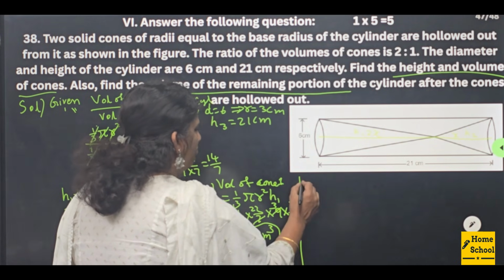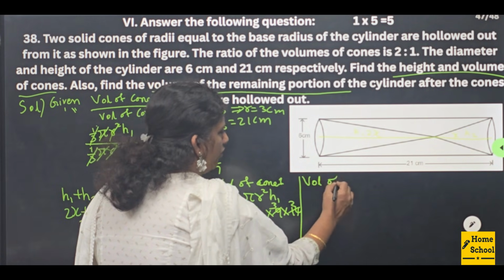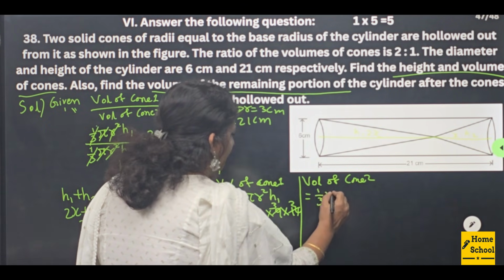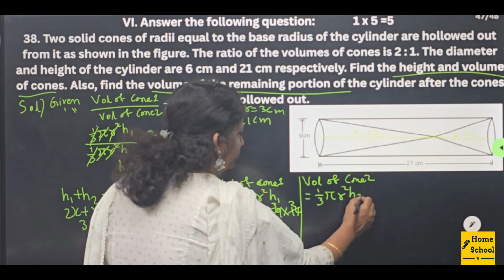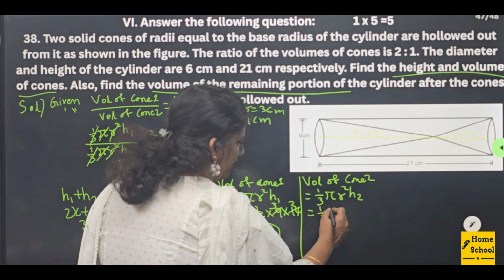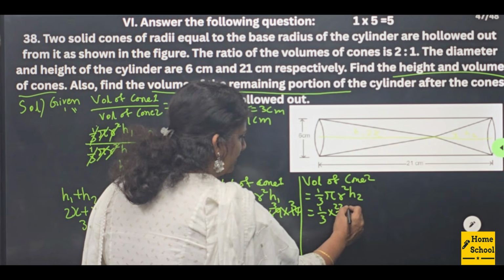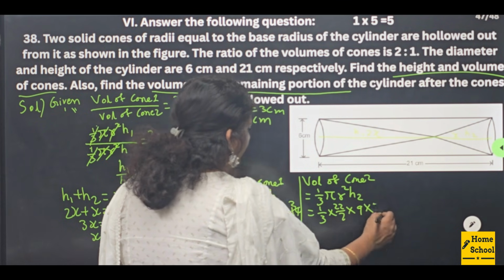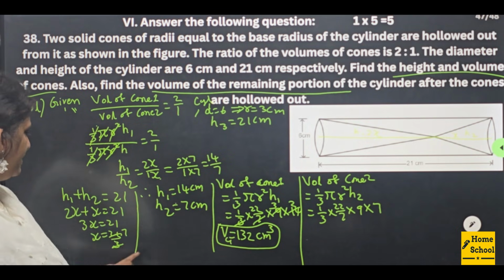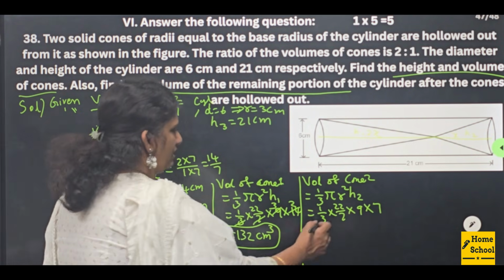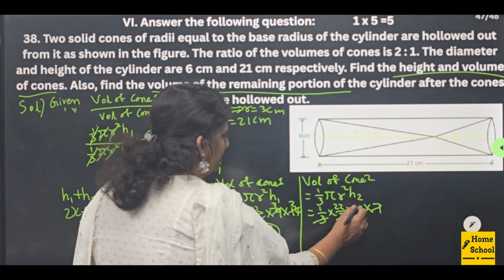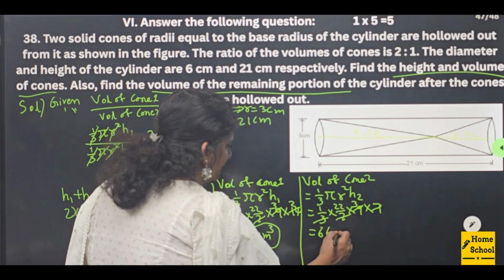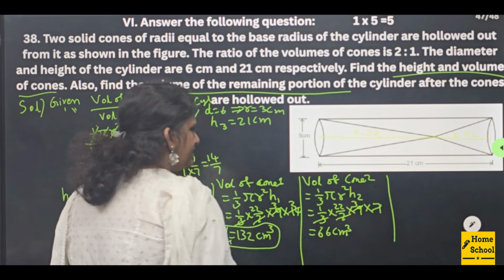Then what is the volume of cone 2? Volume of cone 2 is equal to 1/3 πr²H2. 1/3 into 22/7 into radius of the cone, 3 3s are 9, and height of the cone H2 is 7, right? 7 centimeters. 7 7 cancel, 3 3s are 9. That is 3 into 22, 66 centimeter cube is the volume of the second cone.